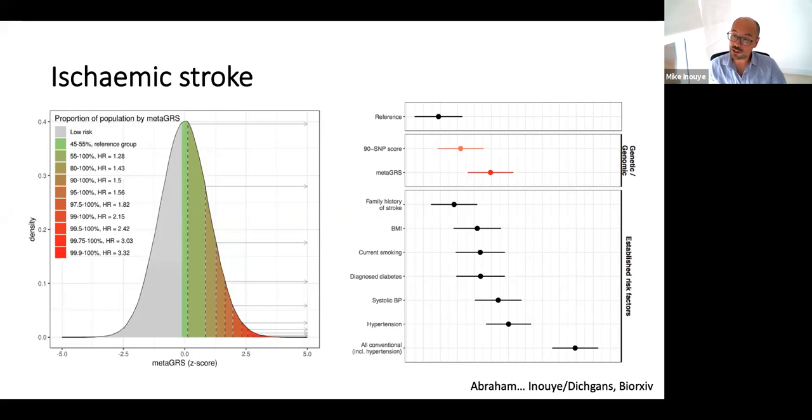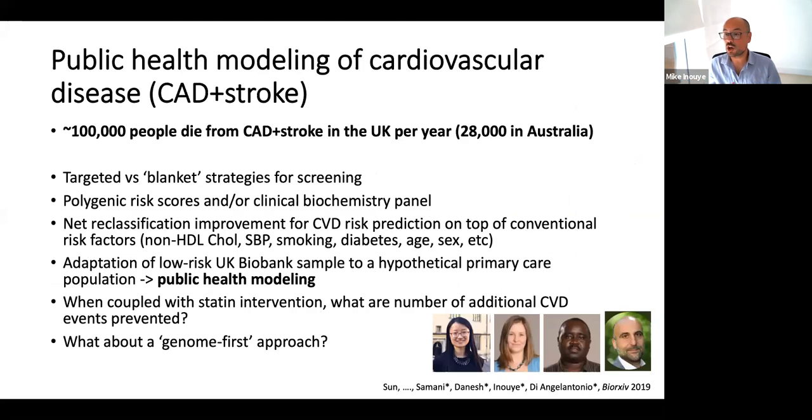We also designed a meta-GRS for ischemic stroke, which in terms of C-index hazard ratio outperforms basically all the other conventional risk factors except for blood pressure, which is not surprising because blood pressure is a very strong predictor of stroke later in life. But the point here really was that we wanted both a coronary artery disease and a stroke PRS in order to look at cardiovascular disease more broadly, or at least the two major components, CAD and stroke. So really, we set this up and this is currently in review.